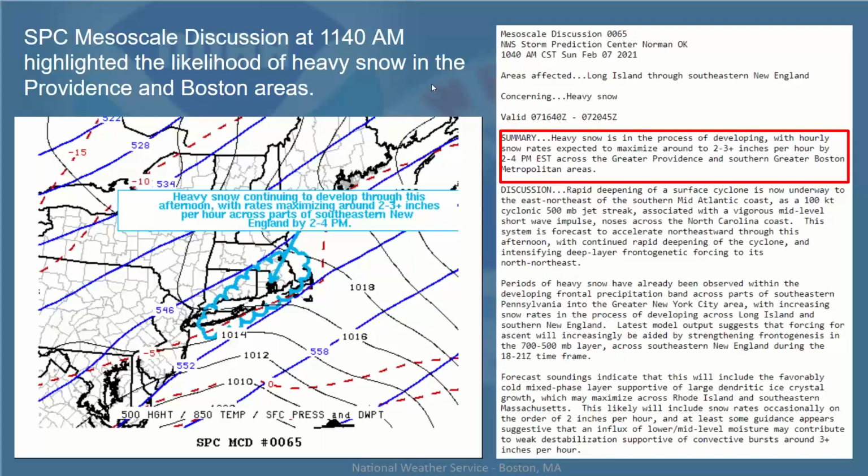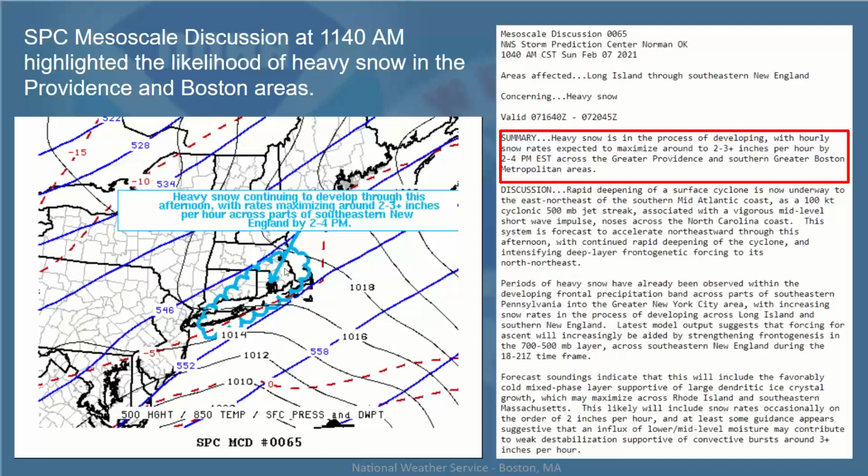And in these situations, when there's a threat of heavy snow over a large area, we'll get these mesoscale discussions from the Storm Prediction Center, very much like the ones we see for tornadoes or severe thunderstorms, this time focused on winter weather. So they had outlined this area here across Long Island into Connecticut, Rhode Island, Eastern Mass, with heavy snow developing, maximum rates of 2 to 3 plus inches per hour across parts of southeast New England by 2 to 4 p.m.